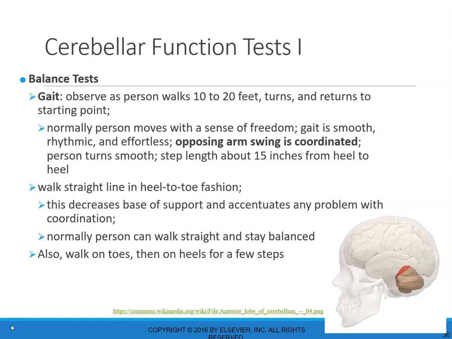You want to ask them to walk a straight line, heel to toe fashion. This is called tandem walking. If you notice that they can't stay in a straight line, that's abnormal. If they have to widen the base and they can't do heel to toe, that is abnormal, or if you notice that they lose their balance.